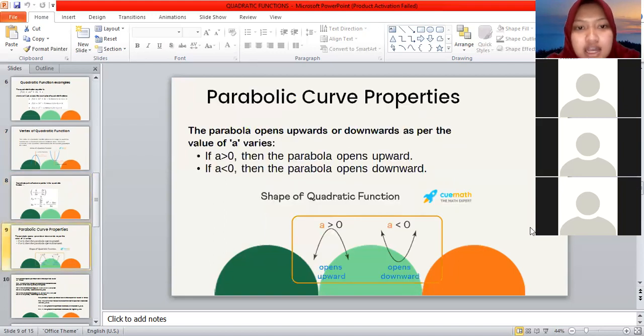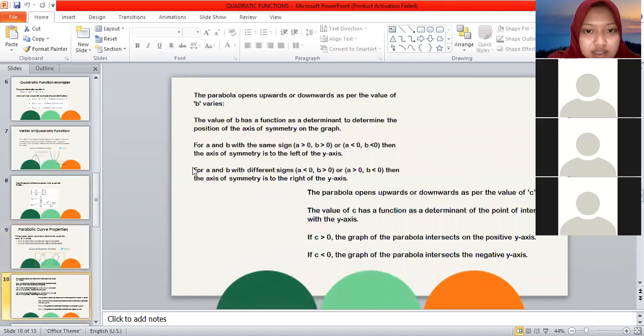Okay, next, parabolic curve properties. The parabola opens upwards or downwards as per the value of a. If a is more than 0, then the parabola opens upwards like this. And if a is less than 0, then the parabola opens downwards like this.